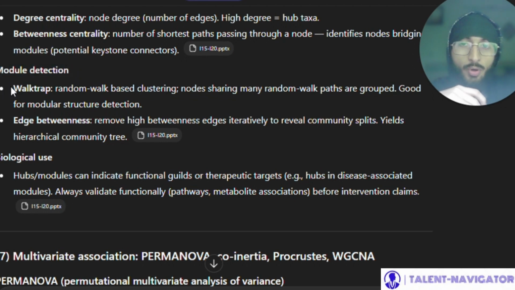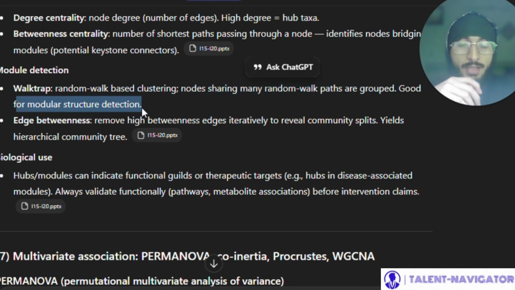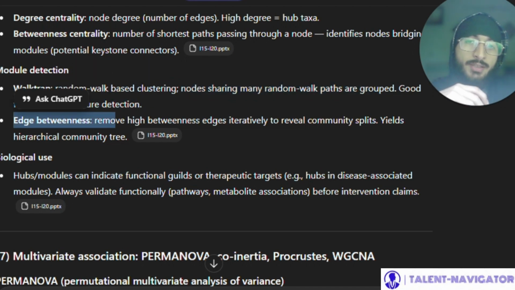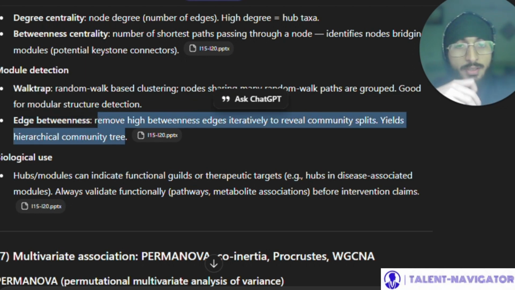How do we detect modules? We have the Walktrap algorithm, that is random walk based clustering. Nodes sharing random walk paths are grouped, and it is good for modular structure detection. Edge betweenness: remove the high betweenness edges iteratively to reveal the community splits, which yields a hierarchical community tree.